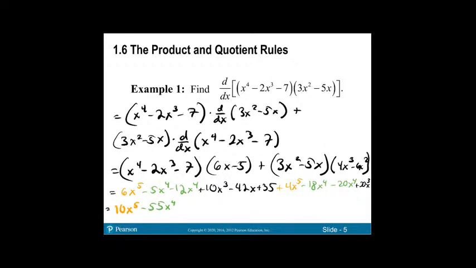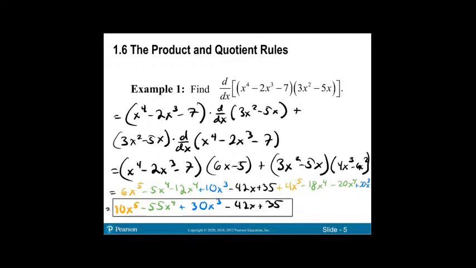All right, hopefully we haven't made any mistakes. Here's an x to the third, here's another x to the third, so 30x to the third. Okay, I don't think anything else. I think the rest just stayed as what they are: minus 42x plus 35.